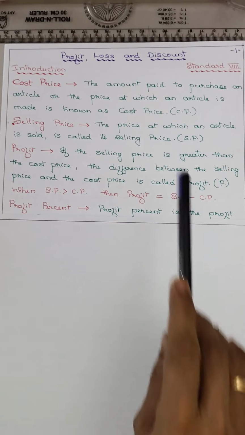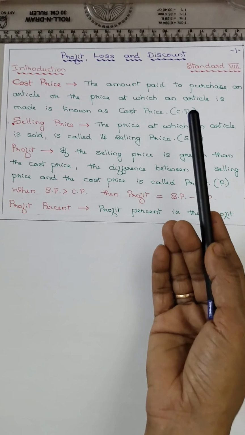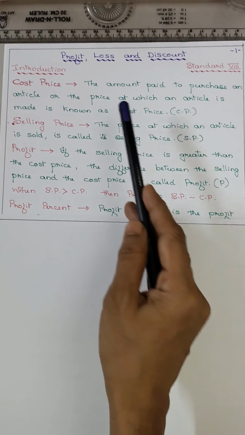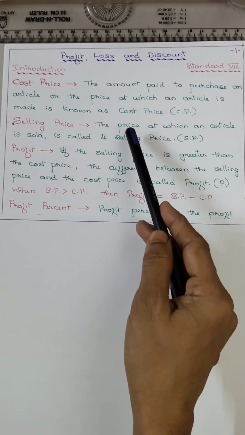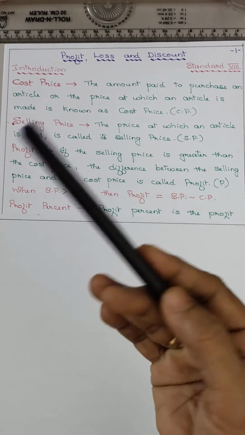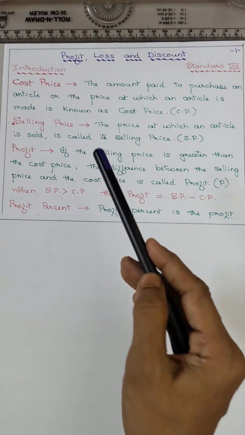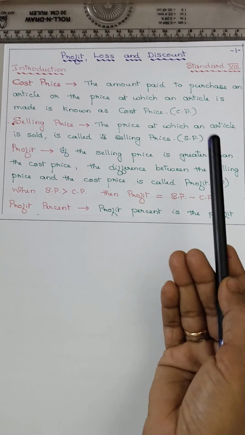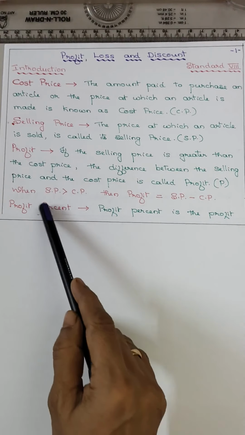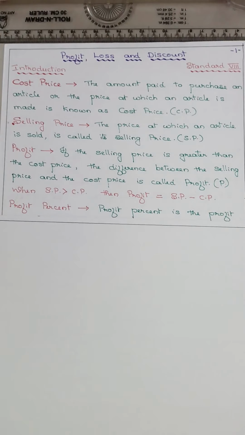Is it clear? तो cost price का मतलब एक retailer वो wholesale market से जितना पैसा देकर वो कोई भी article को खरीदता है, that is the cost price. और अपने दुकान में वो जितना amount में वो article को बेचता है, that is the selling price. और जब सेलिंग प्राइस बड़ा रहता है कॉस्ट प्राइस से, तभी वो प्रॉफिट कमाएगा. तो SP इज ग्रेटर देन CP, प्रॉफिट इज इक्वल टू SP माइनस CP.